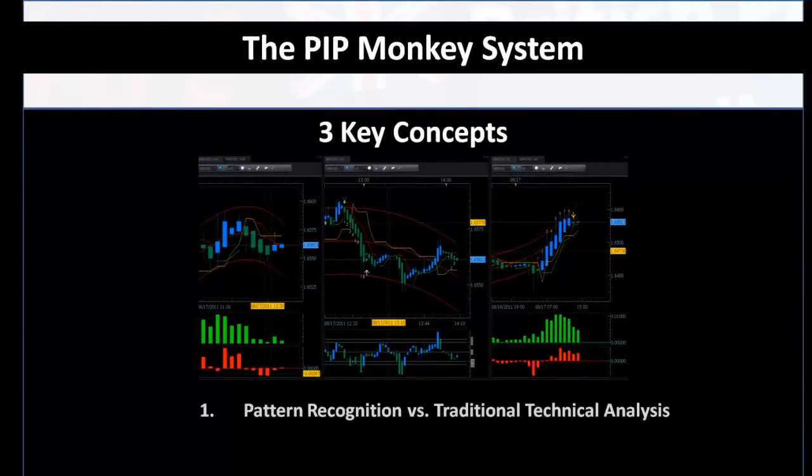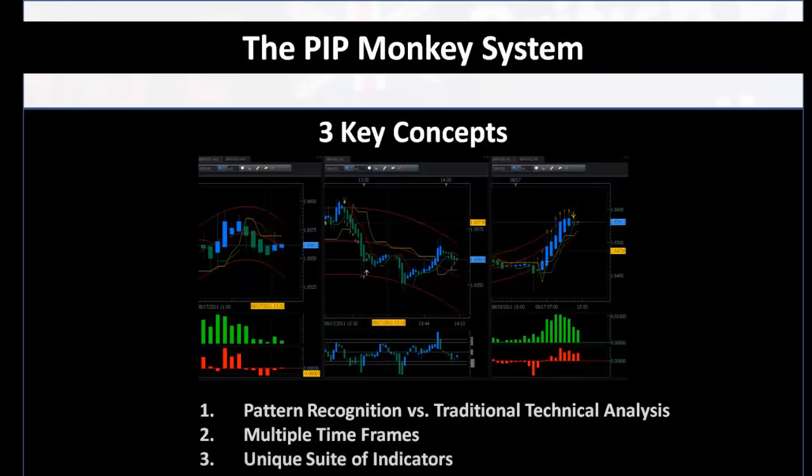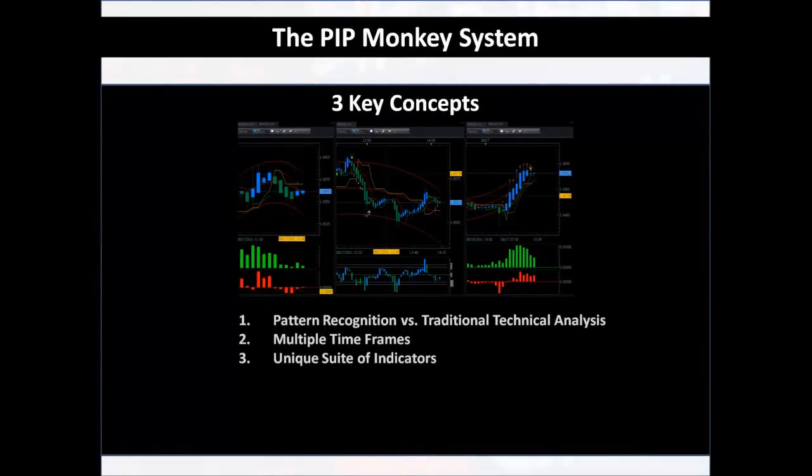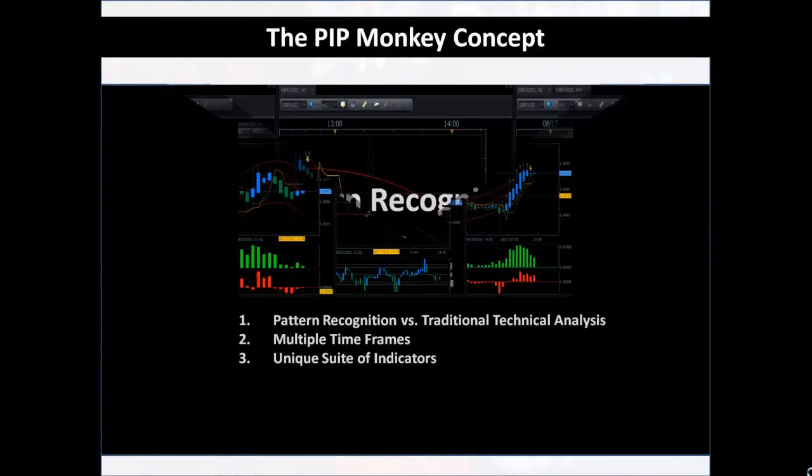Okay, so let's get into it. First of all, there's three key concepts. The first one is pattern recognition versus traditional technical analysis. The second one is multiple time frames. I'm excited about that one too. The third one is a unique suite of indicators. There's actually 6 indicators that we're going to talk about. Not on this video, they're going to be on the next one, but I'm going to highlight them today. Okay, so let's get into the first concept.